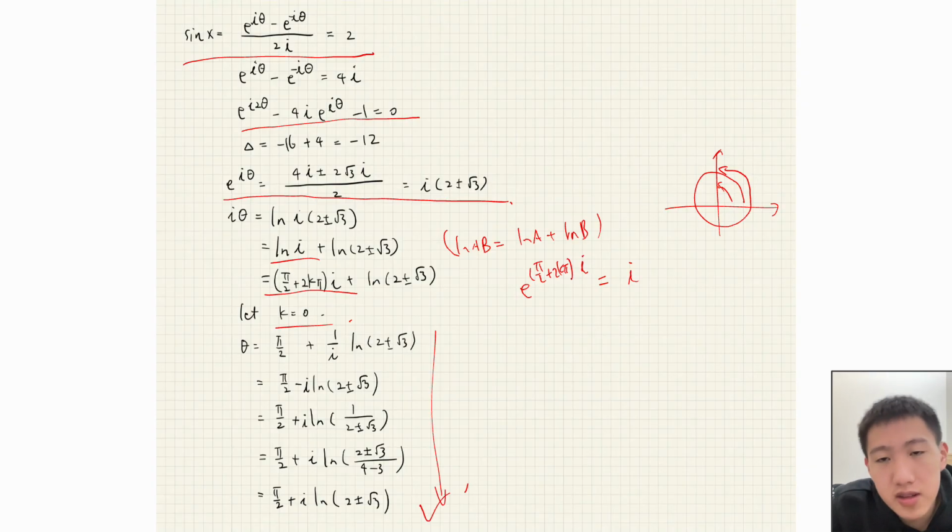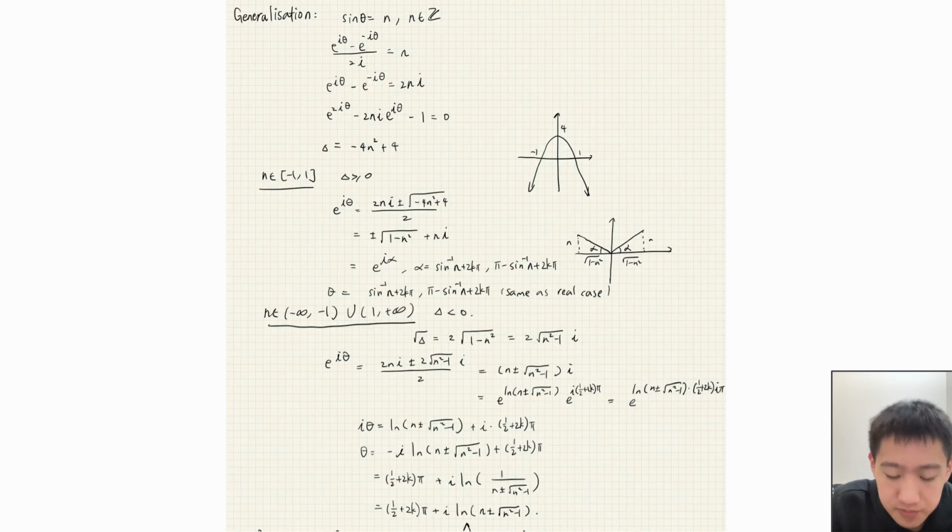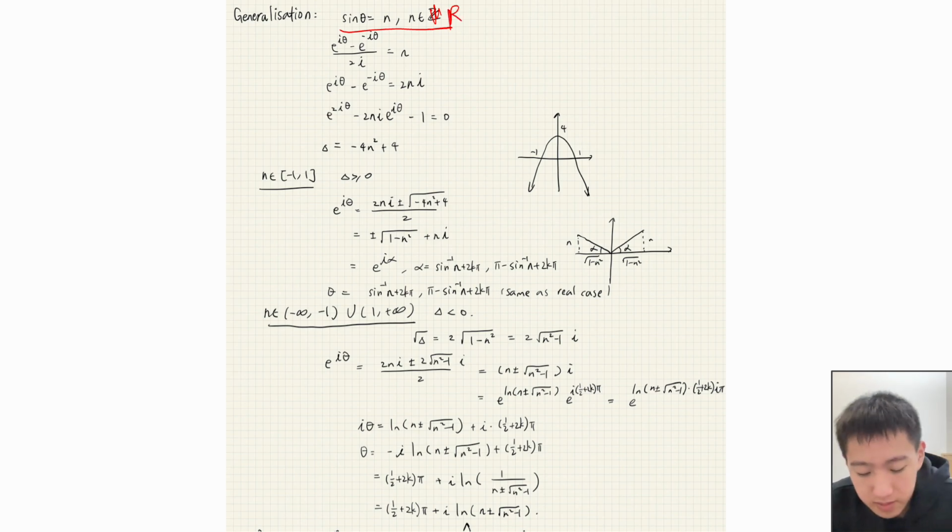So if you're a good Extension 2 student, you won't confine yourself to just doing this question. You will try to generalize the question and make sure you understand everything about this type of question, so you know how to do it if you meet a similar question. So let's generalize it. Now I want to solve sin θ equals n, where n equals all real numbers. So how do we solve this?